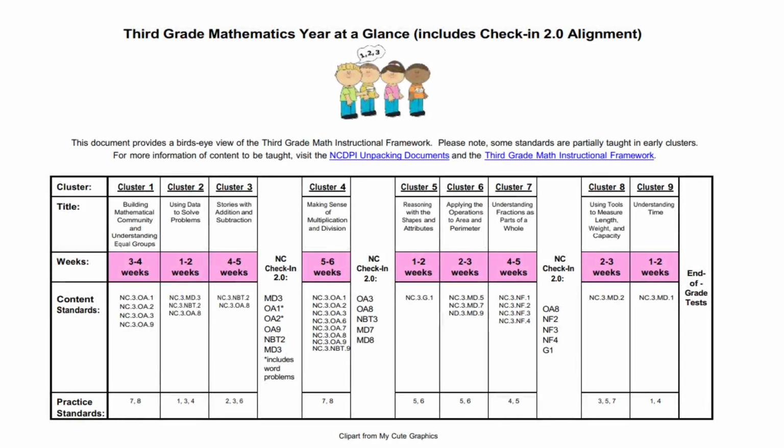And this is a framework for third grade math. And you can see the clusters listed and sort of an estimated amount of time to spend on each idea and the standards that are associated with that. And this is for third grade. You can see multiplication and division right here, 5 to 6 weeks. And then fractions over here, 4 to 5 weeks.